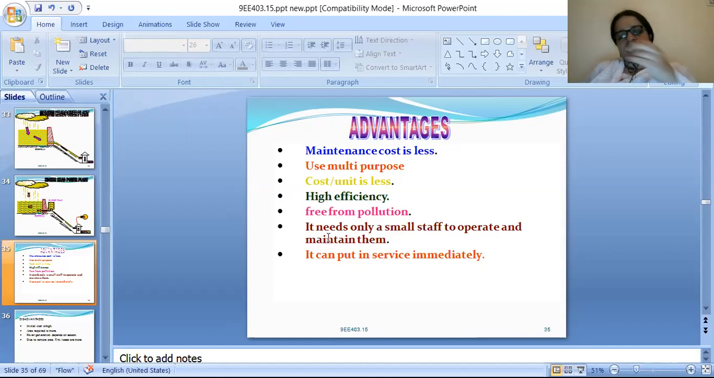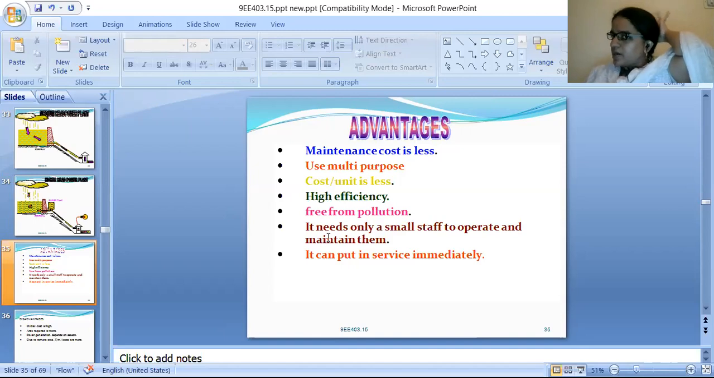Right, coming to the first advantage, maintenance cost of the hydroelectric power station is less. What is maintenance cost? Means there are again two types of cost. One is fixed cost, okay, and second is running cost or maintenance cost. Fixed cost will be high for this type of power plant, but running cost will be very less.